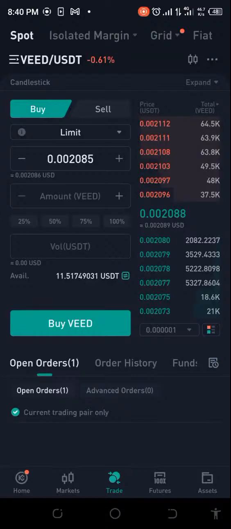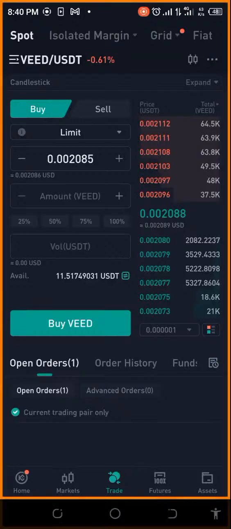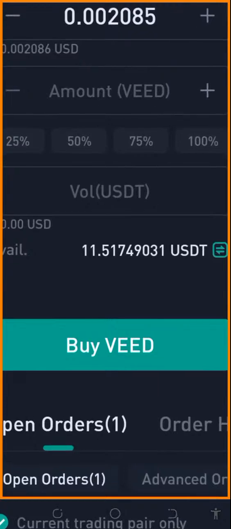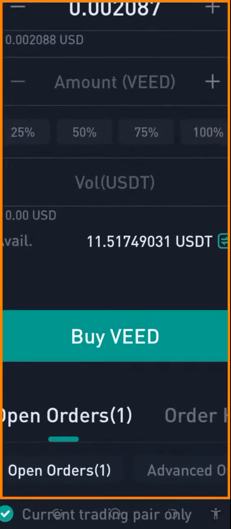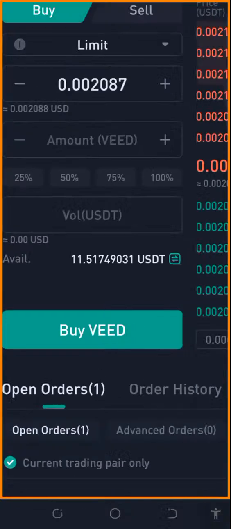Okay, so I've put in my verifications and let's see how it went. We have 11.51. Actually, we should have gotten more, but as you can see, the price has been fluctuating up and down. We were able to sell it at 0.002085. That's how much we sold it. Now it changed to 87. It will keep on going up and down, right? Now, the truth of the matter is we started out this trade with 11.47, okay?